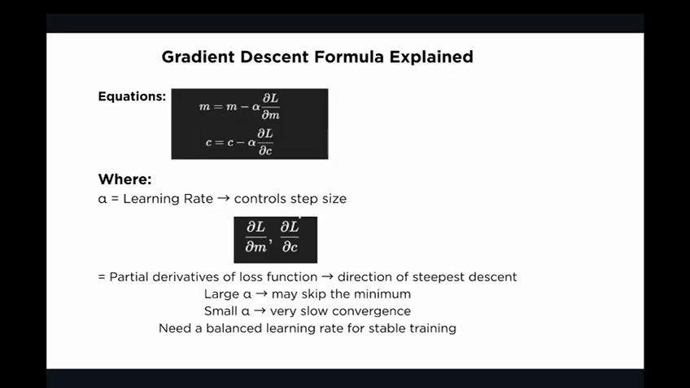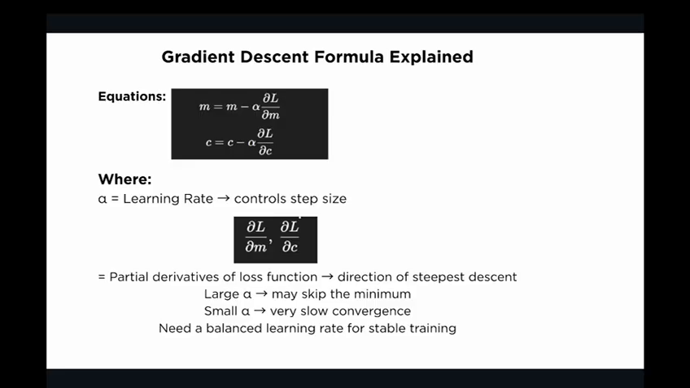Then there is this update rule, where m = m - alpha * ∂L/∂m, and c = c - alpha * ∂L/∂c, where alpha is the learning rate that controls the step size, and the partial derivative of the loss function gives the direction of steepest descent. A large alpha may skip the minimum, and a small alpha gives very slow convergence. It needs a balanced learning rate for stable training.